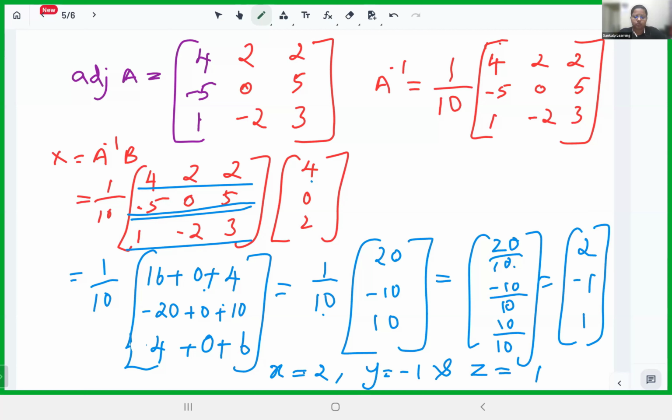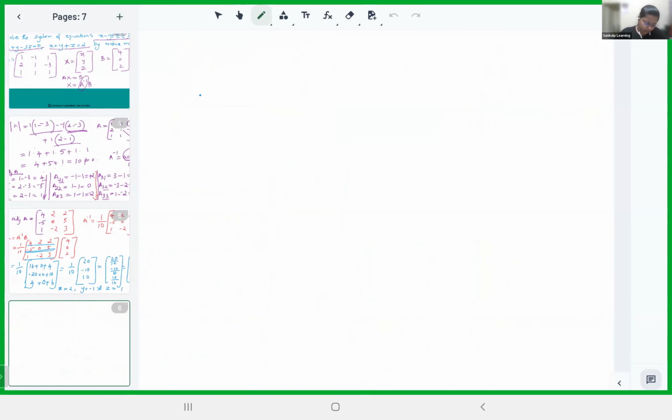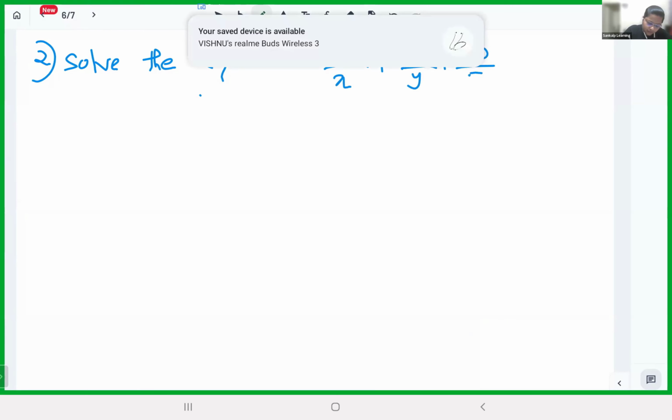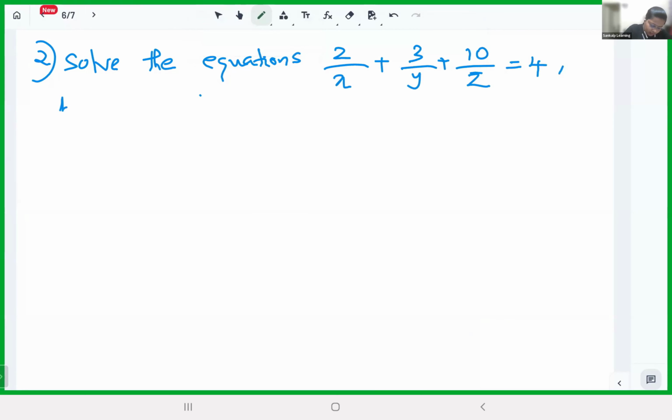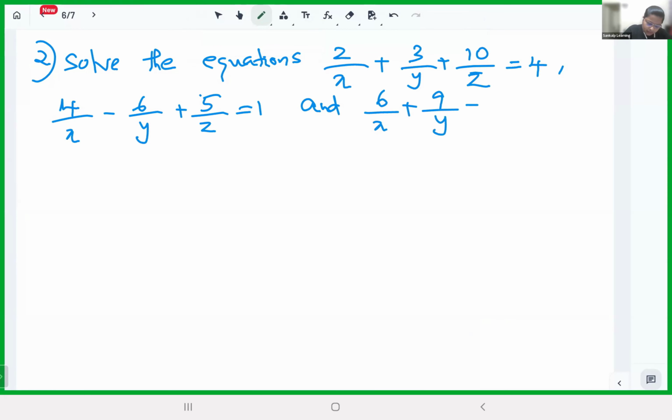Alright. Now, moving on to our next question. So the second question is: solve the equations 2 by x plus 3 by y plus 10 by z equal to 4, then 4 by x minus 6 by y plus 5 by z equal to 1, and 6 by x plus 9 by y minus 20 by z equal to 2 by matrix method.